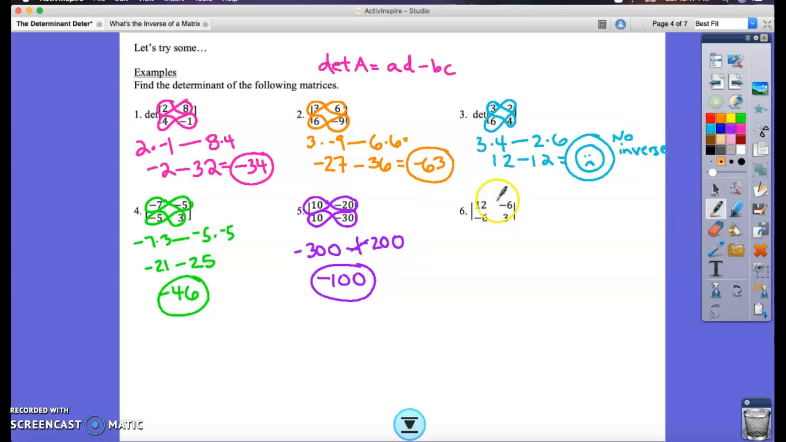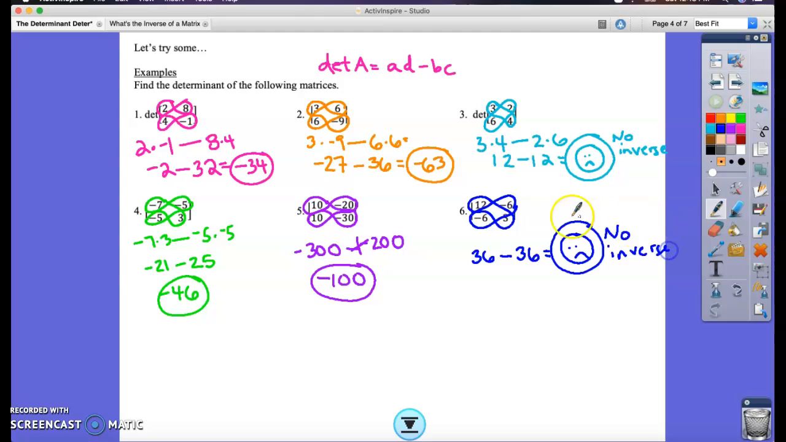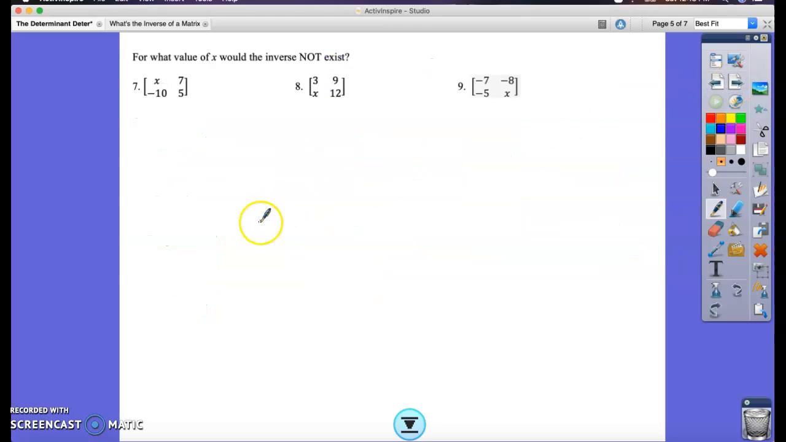And last one on this page, 12 times 3 is 36. Minus negative 6 times negative 6 is positive 36. Oh no! 0. The determinant being 0 means no inverse. Dividing with this guy is impossible. Okay? Hopefully you guys got those right. Let's move on to the next ones.